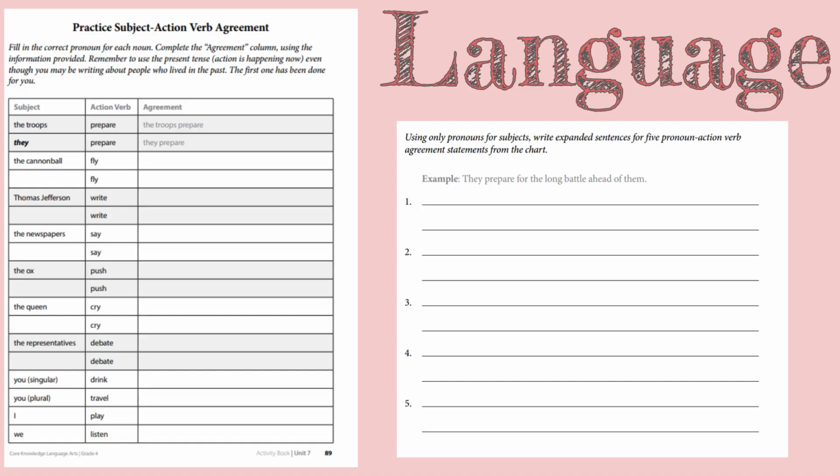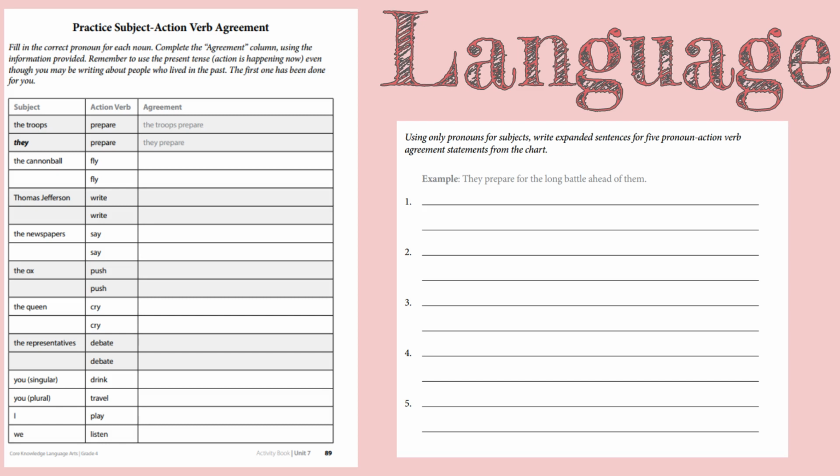Let's take a look at workbook page 9.1, or pages 89 and 90. It's activity 9.1. So for the directions, it says fill in the correct pronoun or noun. So you're going to identify if you need to put in the subject or if you need to just use what's already given, and then you're going to write what it looks like in agreement. So remember, singular subjects need to have singular verbs. Plural subjects need to have plural verbs. So I want you to pause the video at this point and complete the chart. And when you're ready to check with us, go ahead and resume.